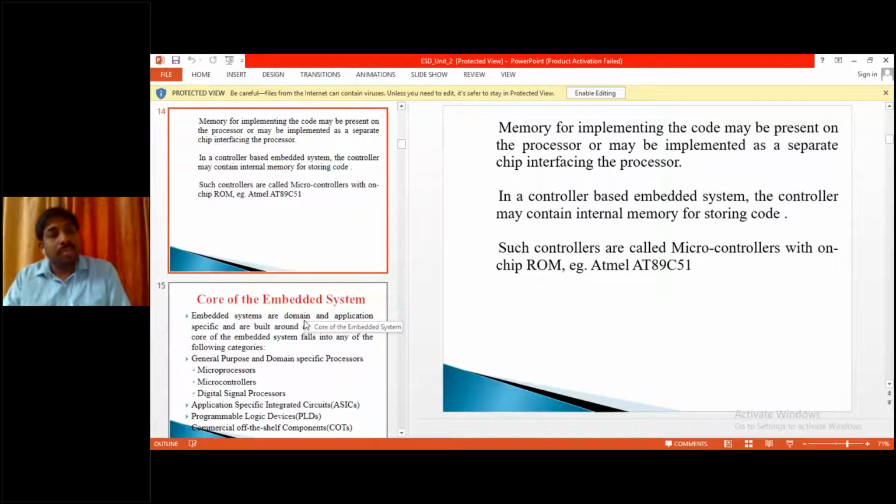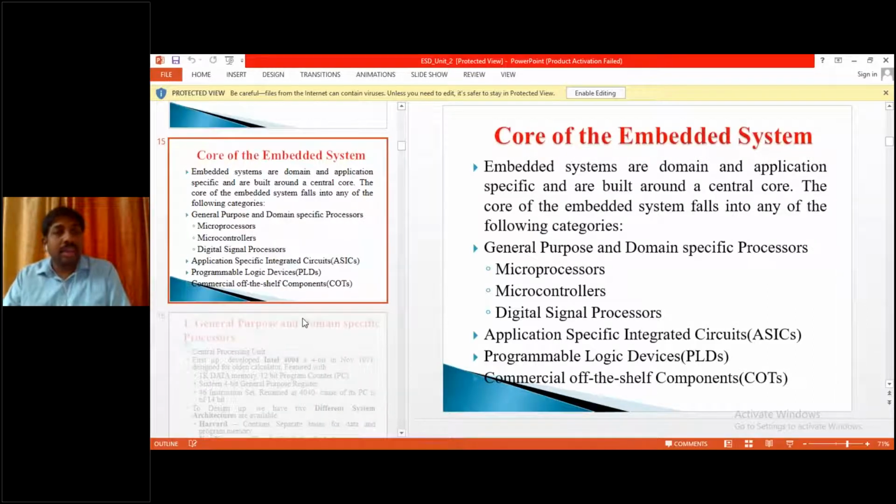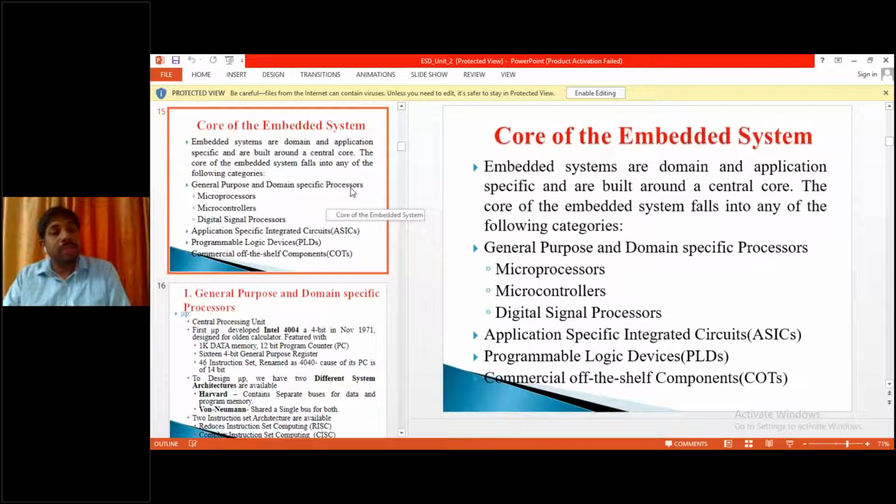So coming to the core of an embedded system, the core of the embedded system is a hardware processor. It can be a general purpose or domain specific processor such as a microprocessor, microcontroller, and digital signal processor. Or you can use an application specific integrated circuit, or you can use a programmable logic device, or it can be a commercial off-the-shelf component.